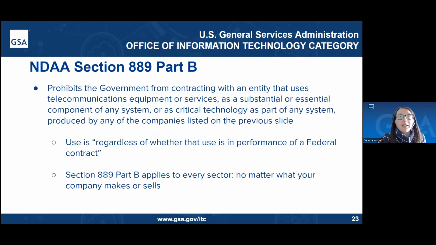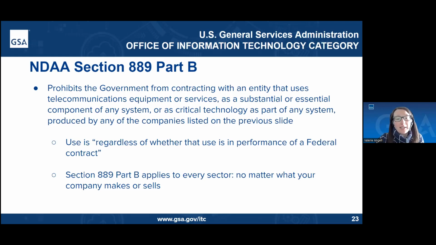And this is Part B of NDAA Section 889. Part B prohibits the government from contracting with an entity that uses telecommunications equipment or services as a substantial or essential component of any system or as critical technology as part of any system produced by any of the companies listed on the previous slide. It should be noted that the use that is prohibited is regardless of whether that use is in performance of a federal contract or not. And Section 889 Part B applies to every sector, no matter what your company makes or sells.